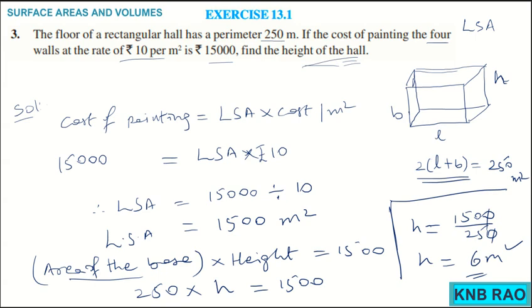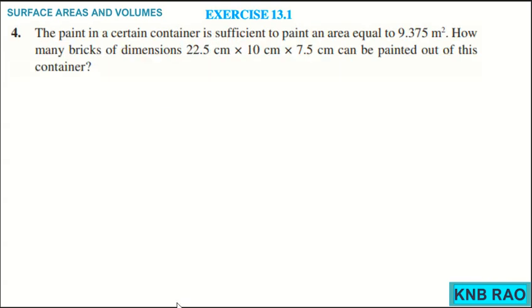Okay, let us go for the next question. In the 4th question, the paint in a certain container is sufficient to paint an area equal to 9.375 meter square. How many bricks of dimensions 22.5 centimeter, 10 centimeter, 7.5 centimeter can be painted out of this one container?